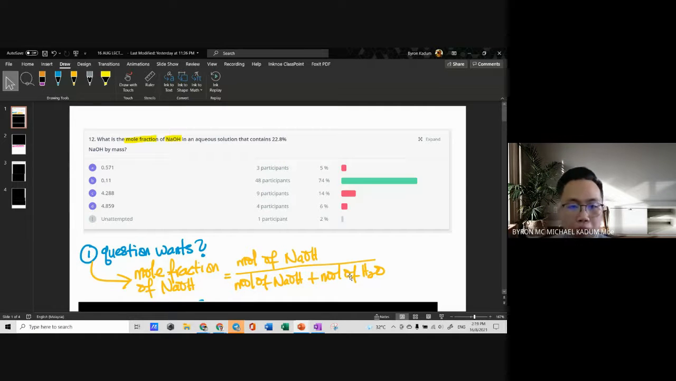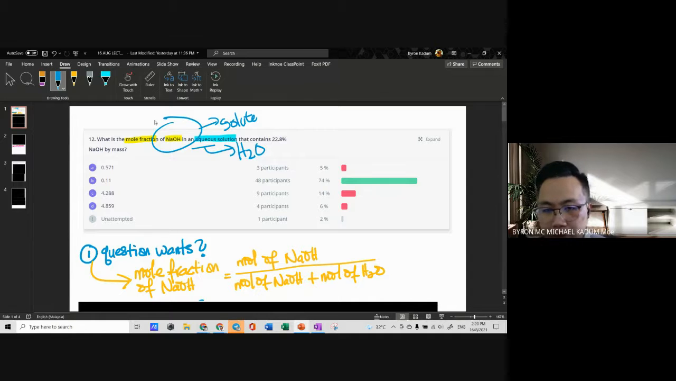Now, the problem with students is you would be asking me, sir, where does this H2O come from? They didn't say anything about it here. This is a very good skill that you need to develop in chemistry. Whenever you see the word aqueous, and the word solution, that means your sodium hydroxide is the solute, okay? And because you have the word aqueous, your solvent will always be water, okay?